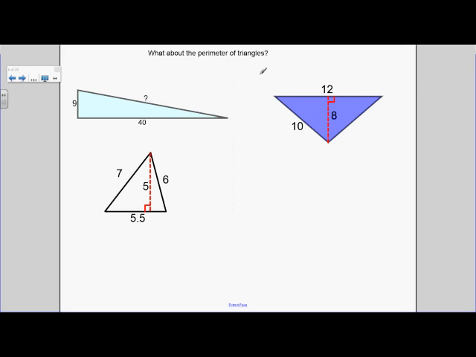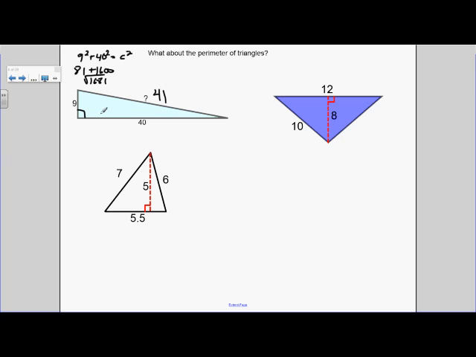Okay, what about the perimeter of triangles? Well, pretty easy stuff. You got to remember, I threw a curveball at you right here. Here's a right triangle, so this would be a squared plus b squared equals c squared. Okay, so I have 9 squared plus 40 squared equals c squared. This is 81. This is 1600. If I add these together, I get 1681. If I take the square root of 1681, I get 41.